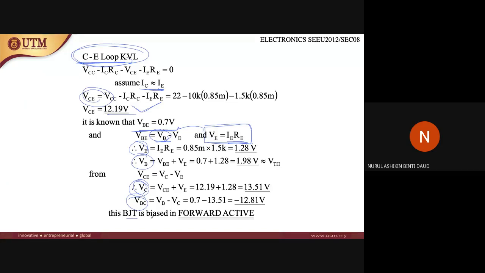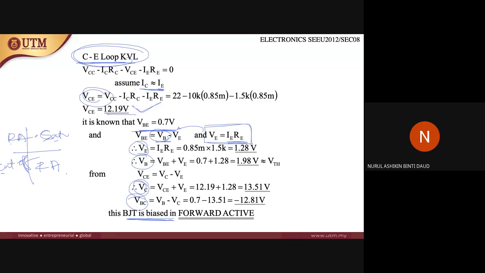Next, you can decide which region the BJT is in. Reverse active, this is the reverse active region. This is cut off. No, this is saturation, right? Saturation or cut off? I don't remember. This is the active, forward active region. I think this is saturation and this is cut off, but please check later on, okay?